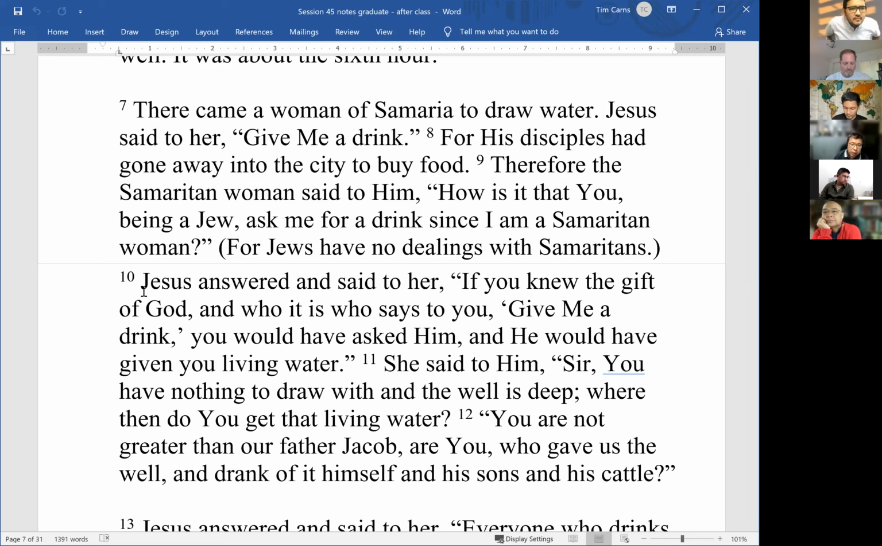Jesus answered and said to her, "If you knew the gift of God, and who it is who says to you, 'Give me a drink,' you would have asked him, and he would have given you living water." She said to him, "Sir, you have nothing to draw with, and the well is deep. Where then do you get that living water? You are not greater than Jacob, and his sons and his cattle."